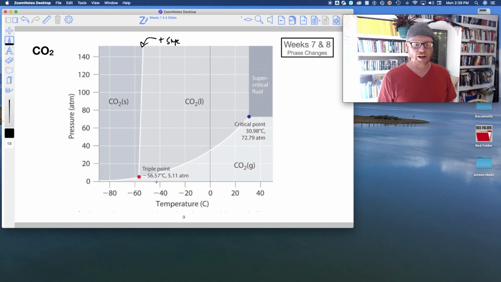Okay, so I'll point out here you can see the triple point of CO2 at 5 atmospheres and negative 56 degrees Celsius.